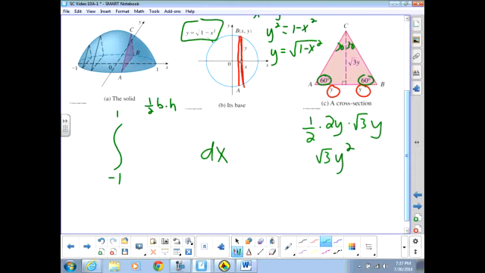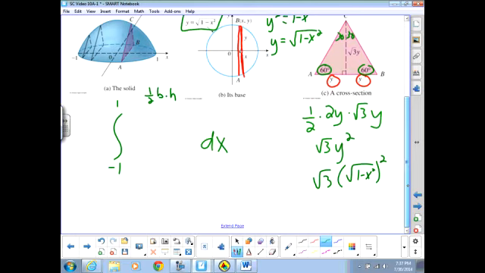But we can't put that in for our area because we have dx. We've got to replace y with what we know it is equal to. And we know that y is equal to square root of 1 minus x squared. So we'll really have square root of 3 times square root of 1 minus x squared, squared. Well, your square and your square root cancel out, so we just have square root of 3 times 1 minus x squared. And that is what our area will be in terms of x, so we'll plug that in here. Oops, this is a 3, not an x, sorry.